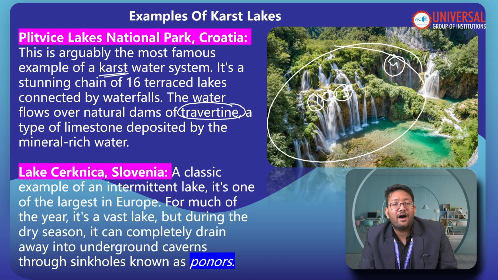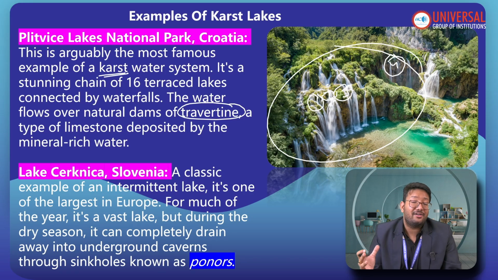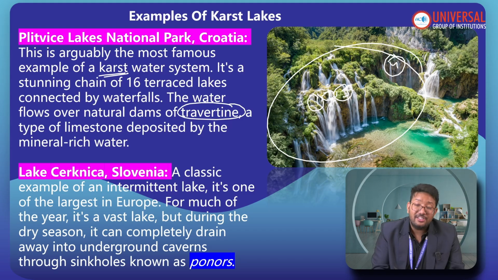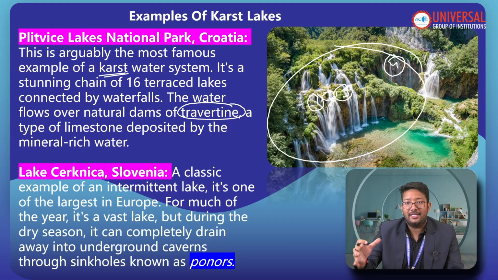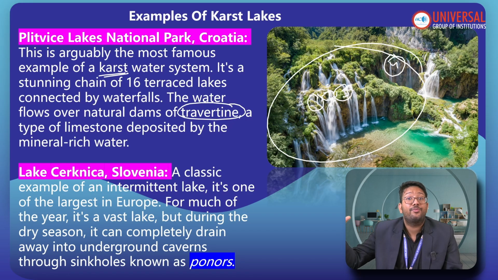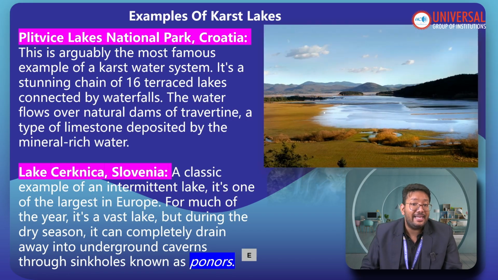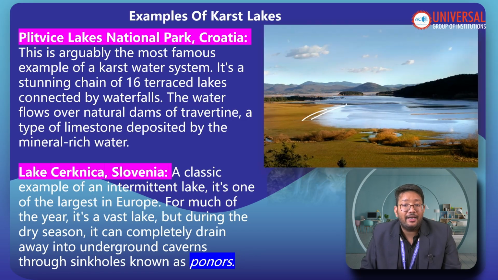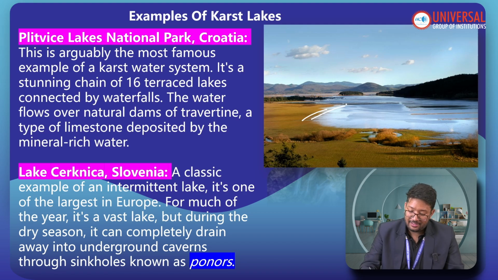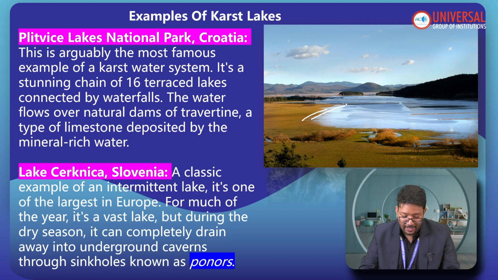Generally, when we study the landforms of the earth, karst topography is there. So these are the karst topography result lakes. One lake is Lake Srpnica. It is in Slovenia. Okay, this is Lake Srpnica in Slovenia, and we can see it is an example of an intermittent lake. Intermittent means not continuous. It's one of the largest in Europe.